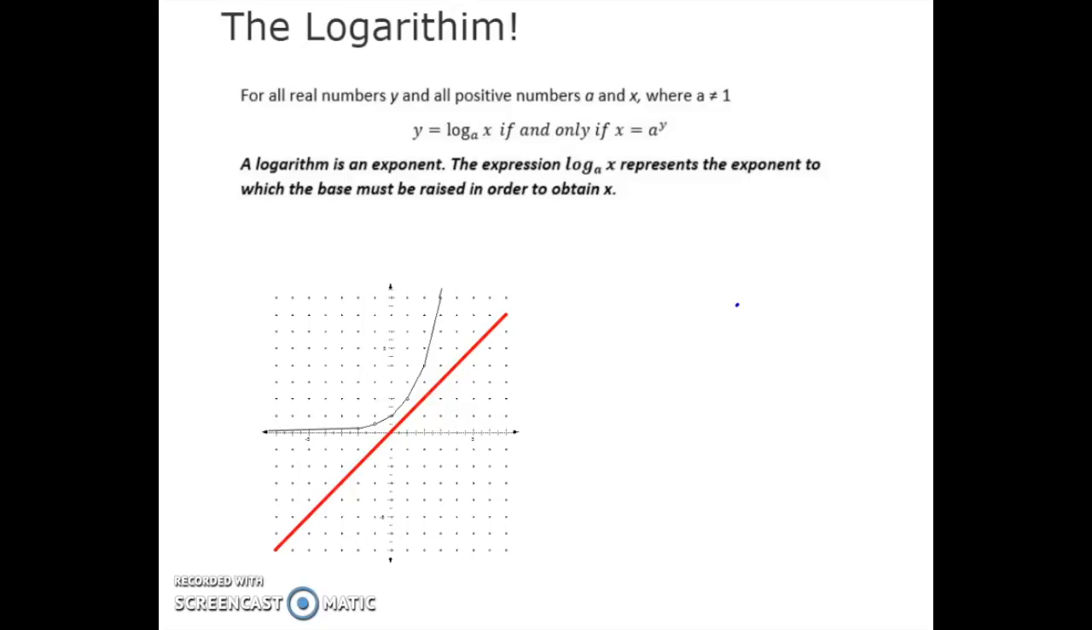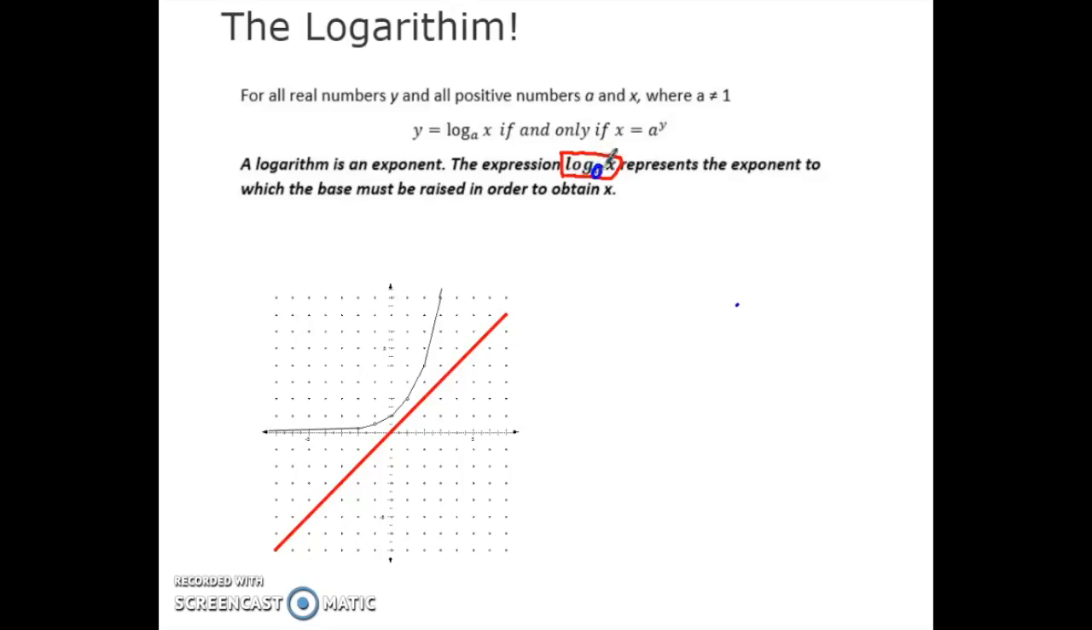We're going to begin today's lesson by going over the logarithm, which is what we went over last class. And up at the top of your screen, there's a definition for the logarithm. It says a logarithm is an exponent. The expression log base a of x represents the exponent to which the base must be raised in order to obtain x. So essentially here we're saying that this expression represents the exponent to which the base, so this base is a, has to be raised to get x.